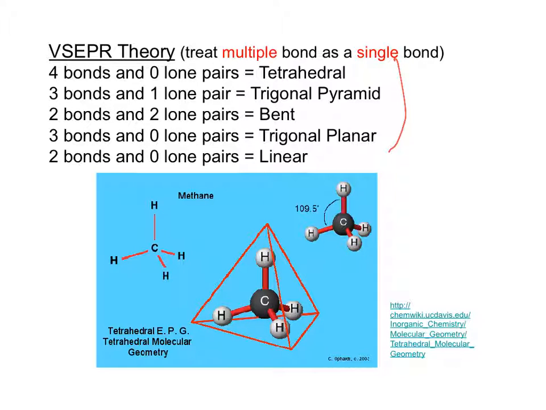For example, the carbon in methane has 4 electron pairs, which means it has a tetrahedral electron pair geometry. All the electron pairs are bonding pairs, so carbon has a tetrahedral molecular geometry, which matches the electron pair geometry.